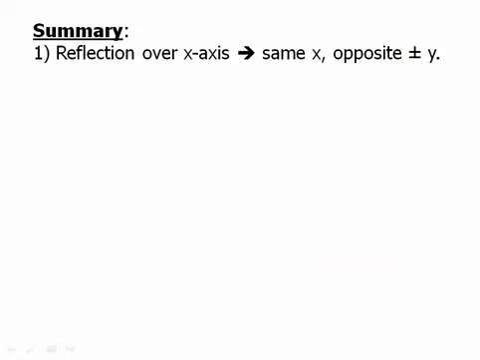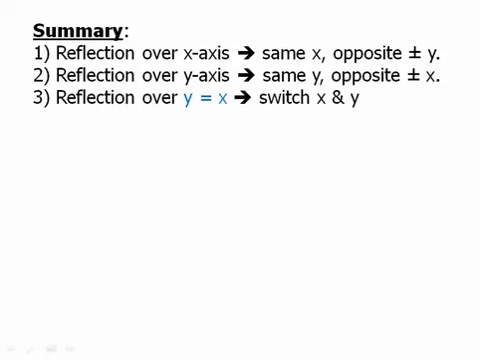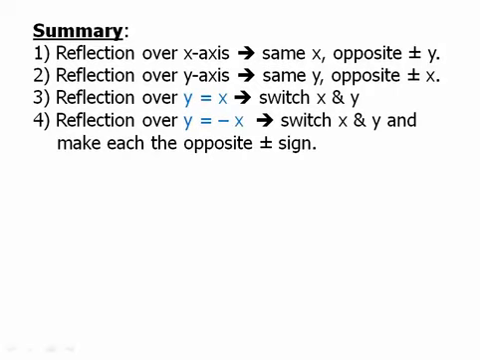In summary, if we reflect over the x-axis, we keep the same x, we're on the same vertical line, we get opposite-signed y coordinates. If we reflect over the y-axis, we have the same y coordinate, we stay on the same horizontal line, we get opposite-signed x coordinates. Those are the really easy cases. If we reflect over the line y equals x, the 45-degree angle line, then we switch the x and the y coordinates. When we reflect over the line y equals negative x, we switch the x and y coordinates and we make each the opposite positive or negative sign.